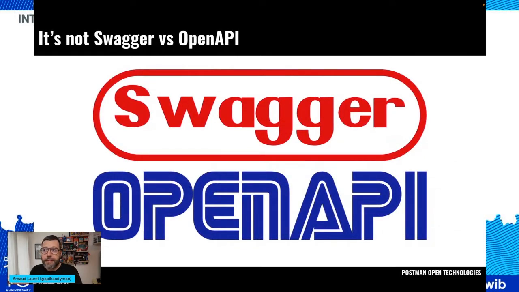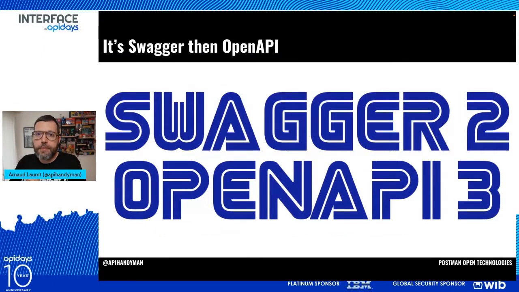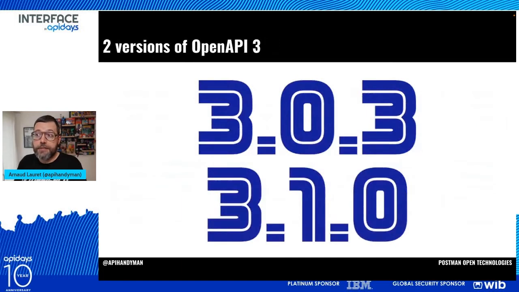So it's actually not Swagger versus OpenAPI. It's about Swagger, then OpenAPI. There was Swagger 2, and now there is OpenAPI 3. So OpenAPI is just the new version of Swagger. Nowadays, there are two versions of OpenAPI 3 available: 3.0, which was released in July 2017, and 3.1, which was released in February last year. Tools usually support version 2 and version 3.0, and they are starting to support version 3.1.